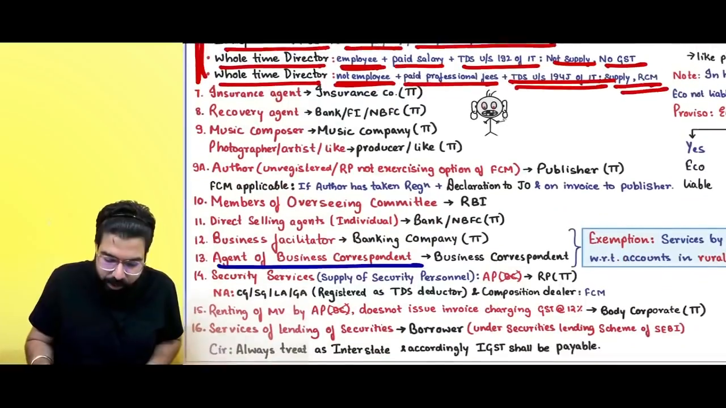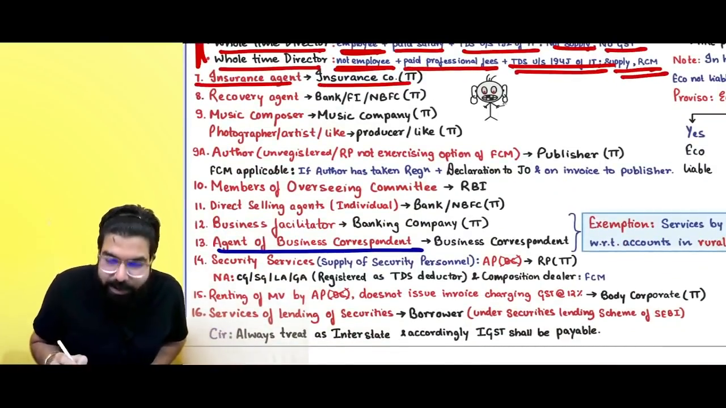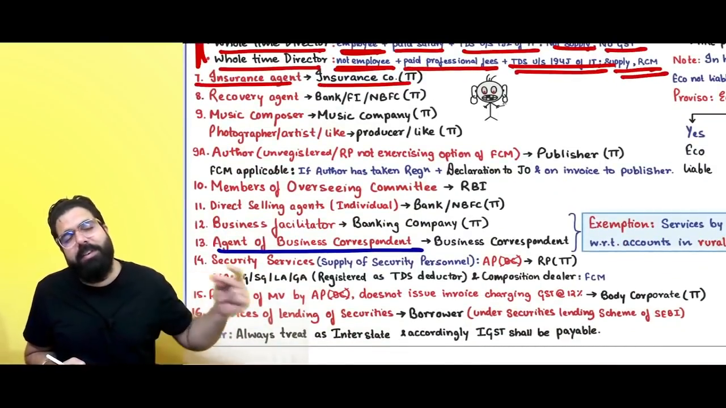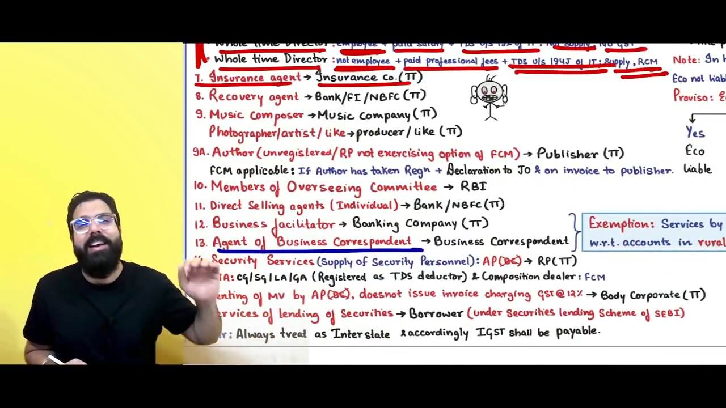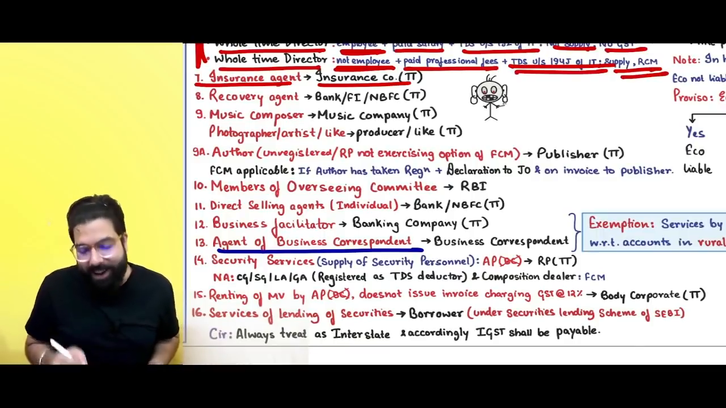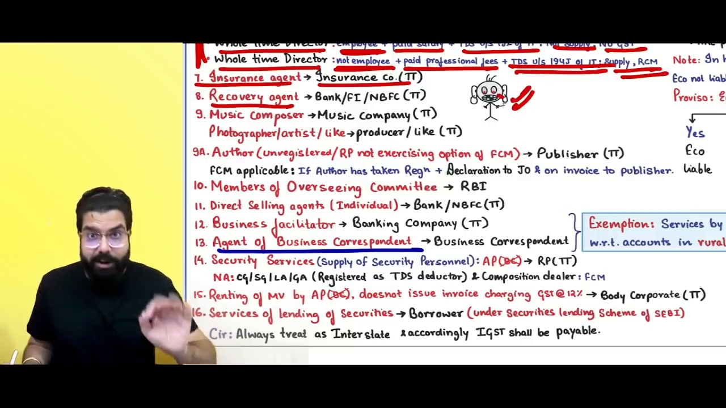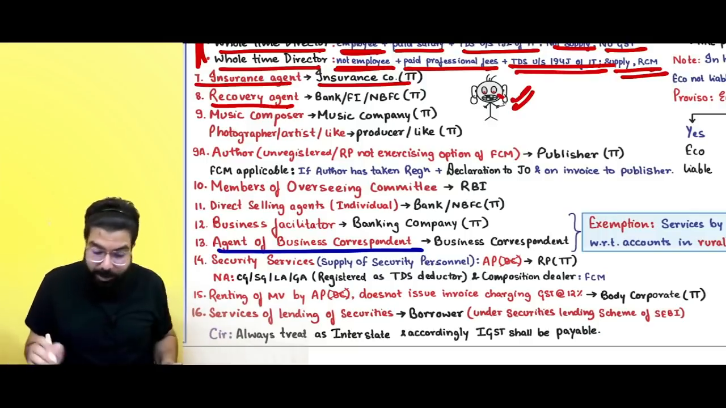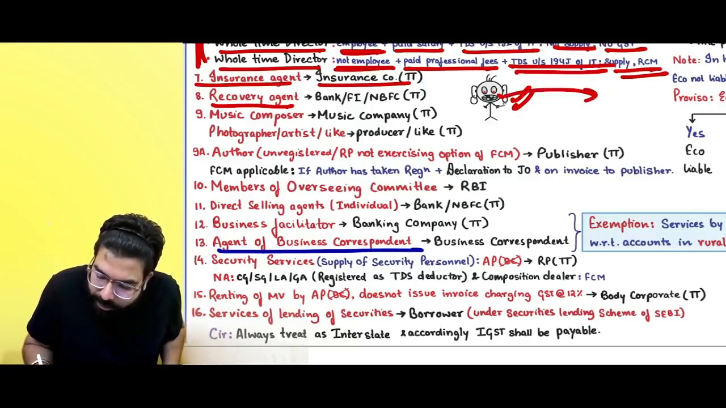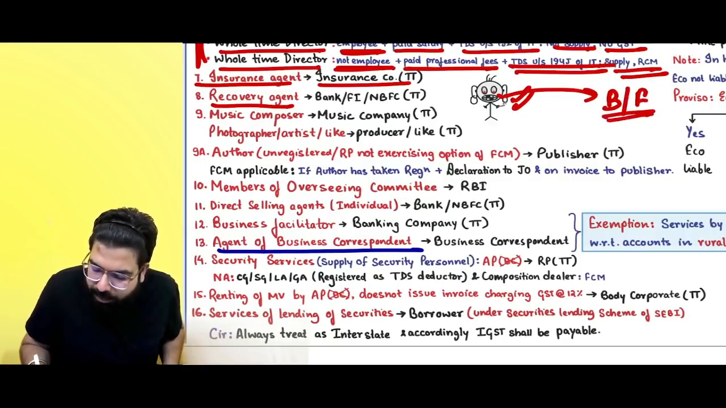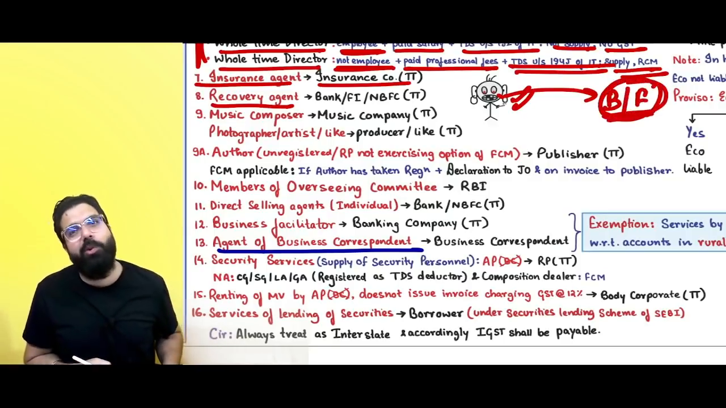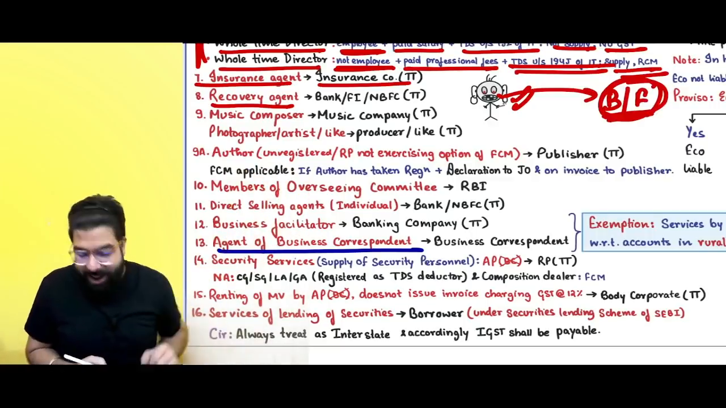Be very careful. Next, an insurance agent giving services to an insurance company. The insurance company, being more organized, has to pay GST under RCM. I hope you guys remember this guy. Yes, sir, we remember. He is the recovery agent, only for classroom purpose. Yes, they give services to a banking company or a financial institution or an NBFC. The banking company or financial institution has to pay GST under RCM.